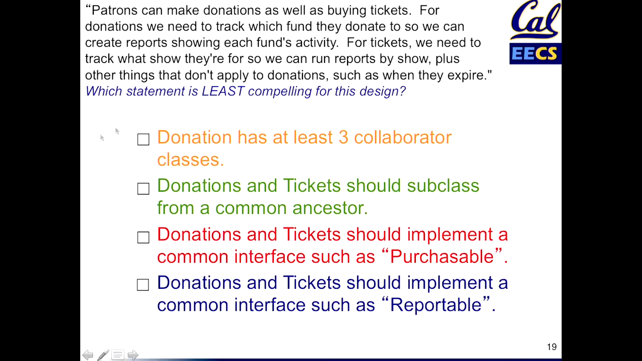That donation is a class that will have 3 collaborator classes. That donations and tickets are going to be 2 classes that probably should have a common ancestor. That donations and tickets should implement some sort of common interface, like being purchasable. And that donations and tickets should implement a common interface like reportable. So which of these 4 is the least compelling in terms of supporting this design?